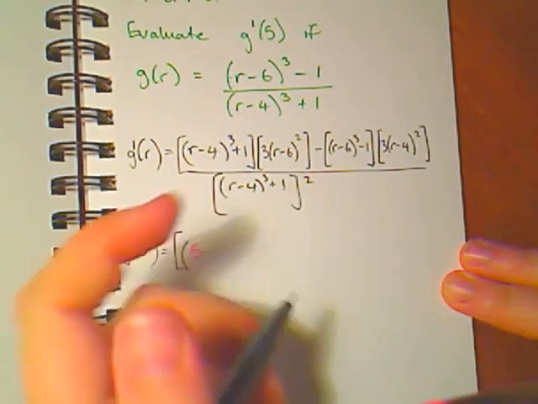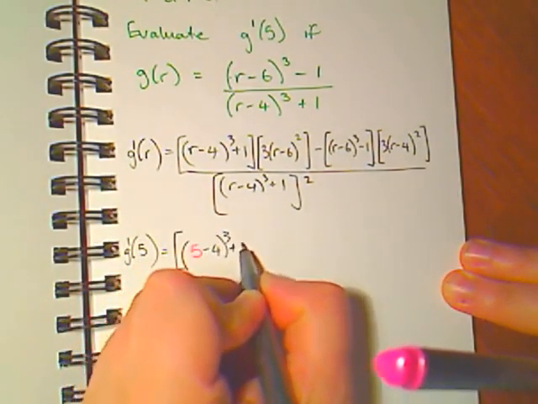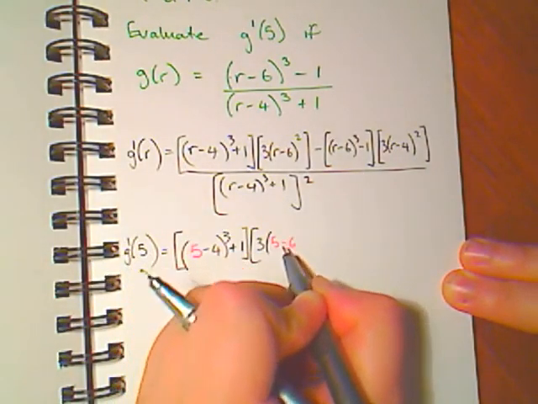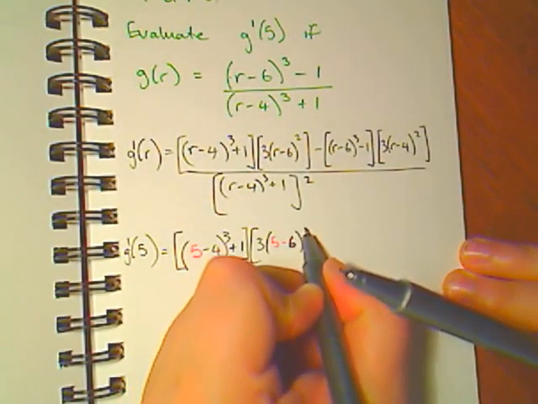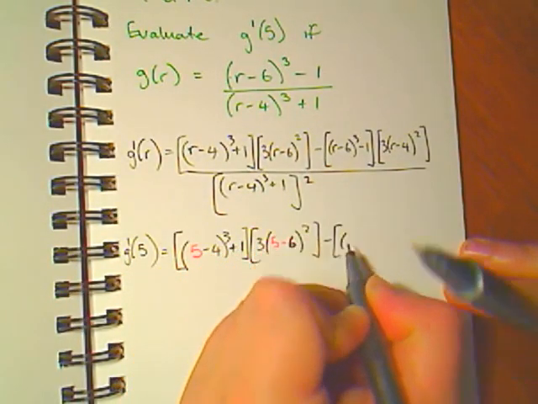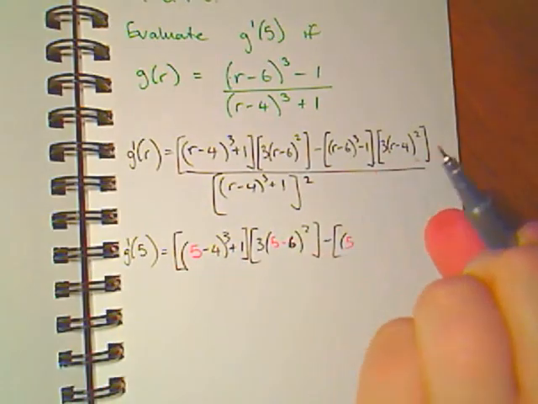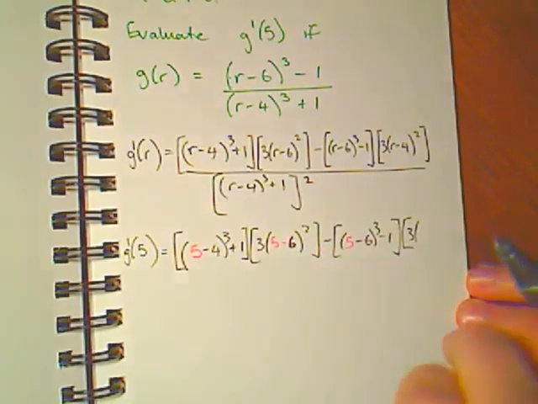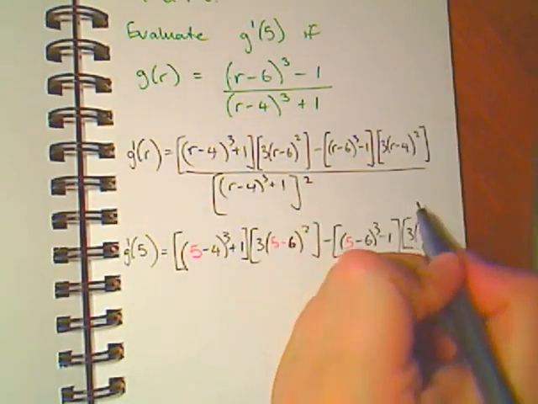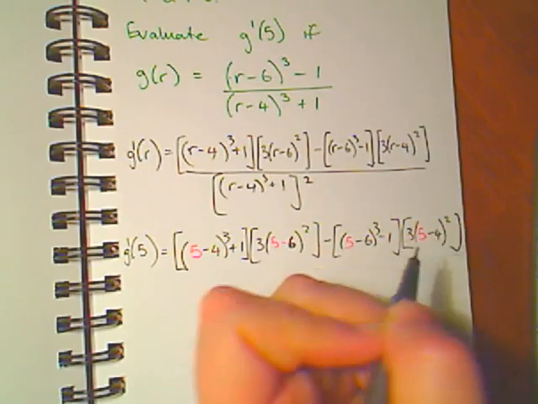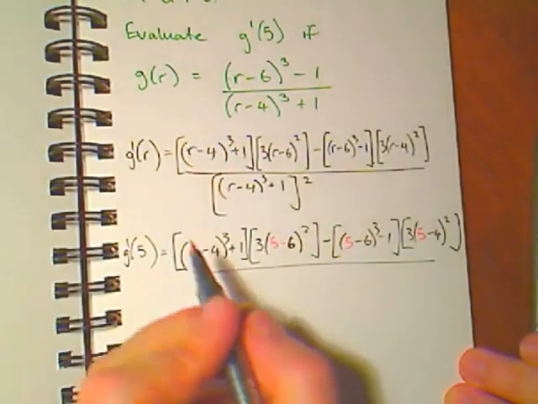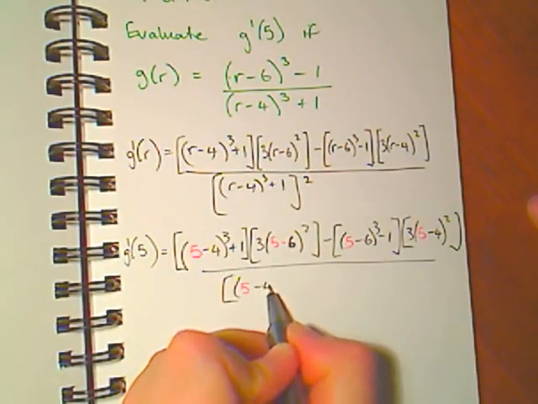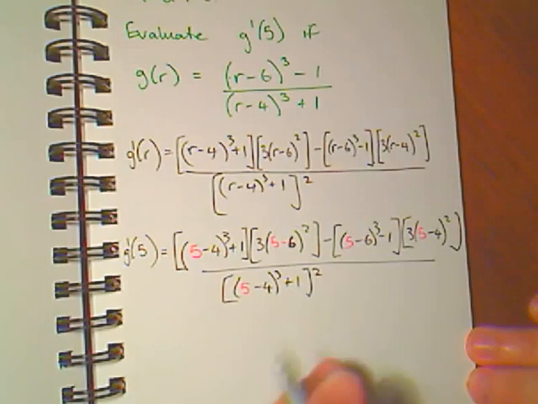5 minus 4 cubed plus 1, times 3 times 5 minus 6 squared, minus 5 minus 6 cubed minus 1, times 3 times 5 minus 4 squared, all over 5 minus 4 cubed plus 1 squared.